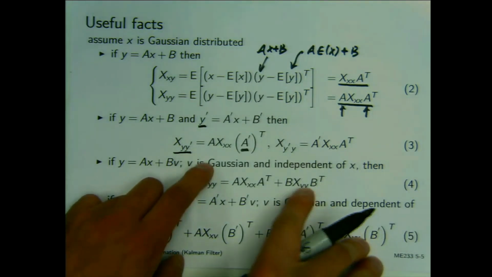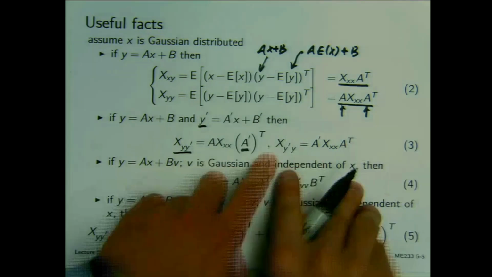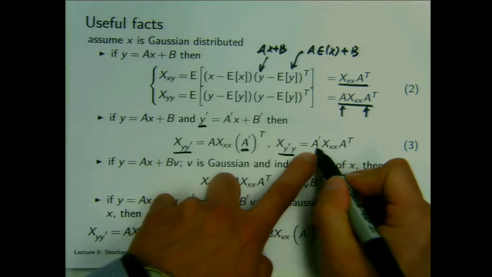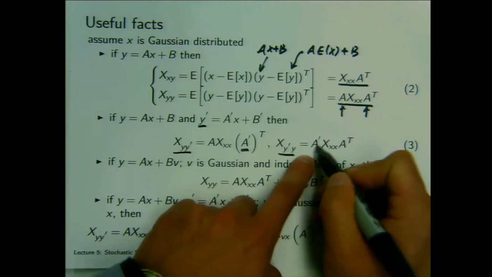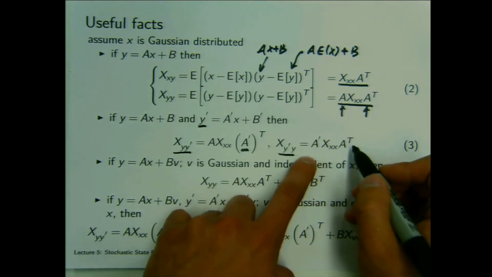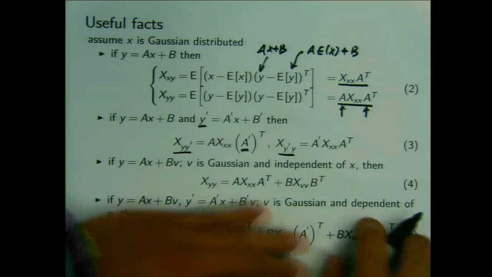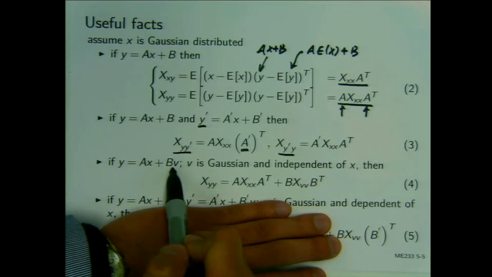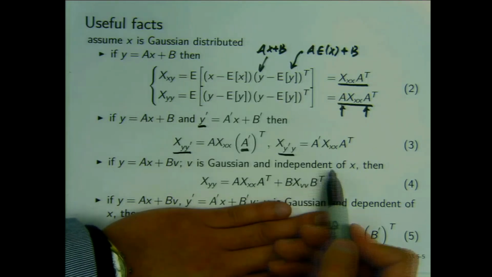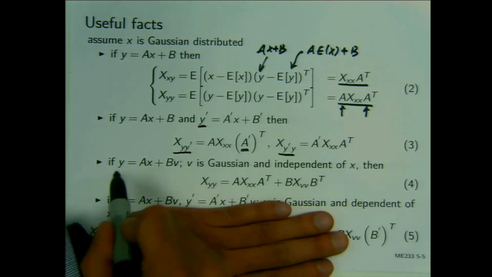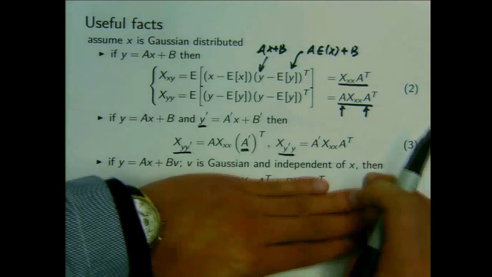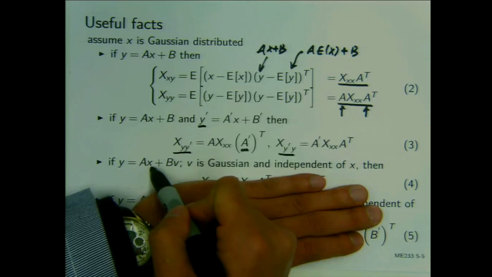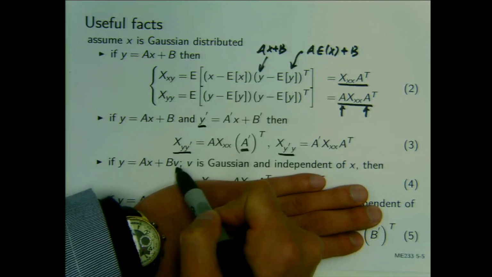Any questions for this part? Reverse: if I'm evaluating the cross covariance between y prime and y, then it's going to be A prime on the left-hand side and A transpose on the right-hand side. Okay? Now, things are getting more interesting. If I have both state and noise inside y, and this noise is Gaussian and independent of x, then the covariance of y is going to depend on the properties of x and the properties of v, the noise inside here.